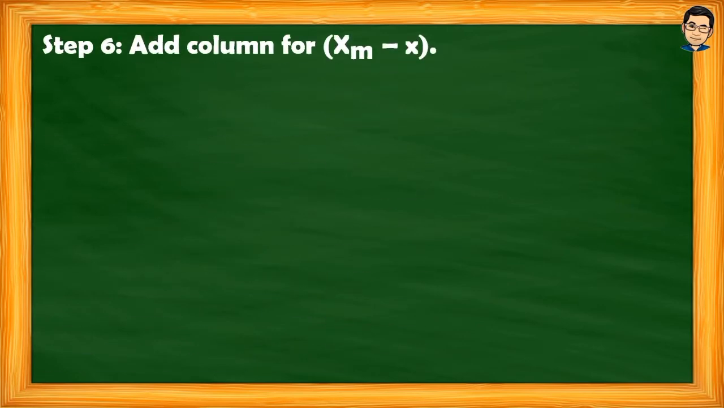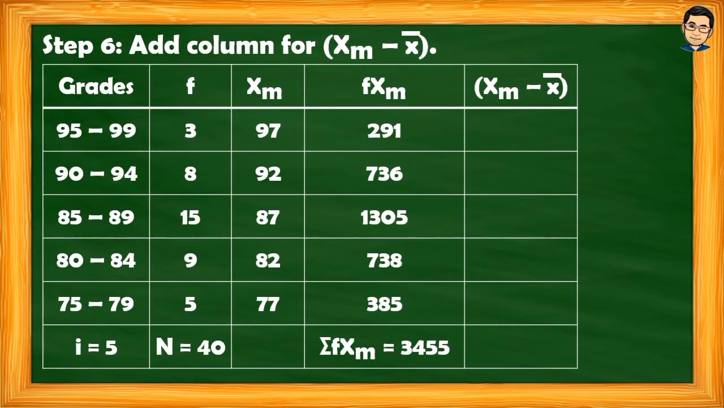So for the next step, add column for the difference of the midpoint and the mean. Okay. So yung nakuha nating mean, sulat lang natin, is 86.38. So ngayon, yung next step natin, yung class mark ng each class, minusan natin nung mean. So 97 minus 86.38.